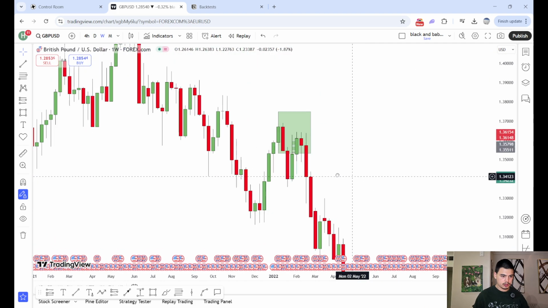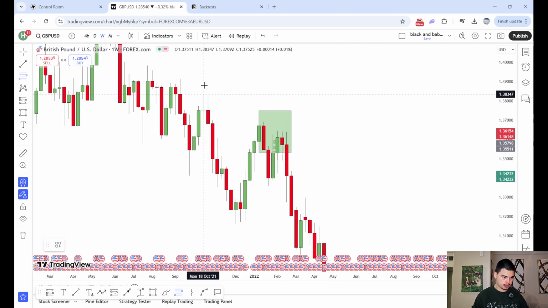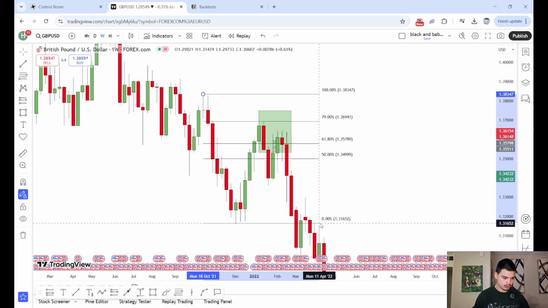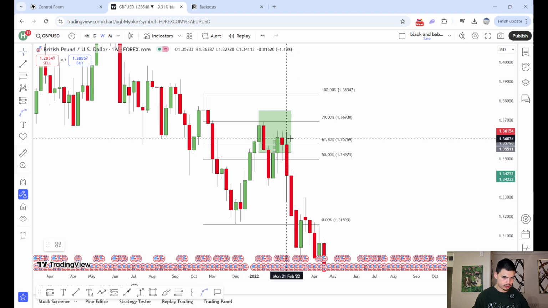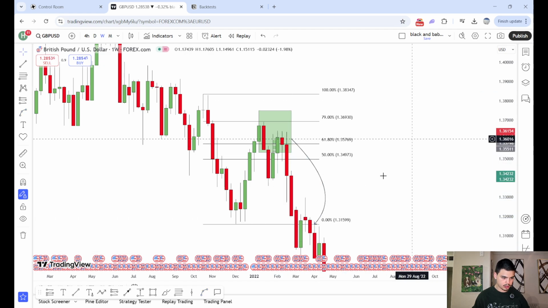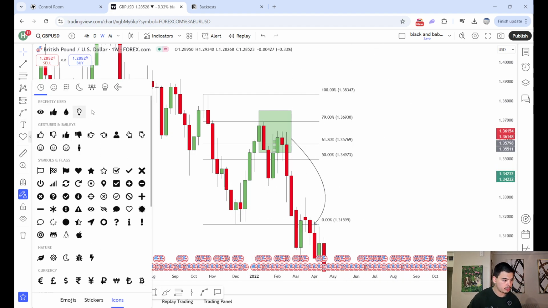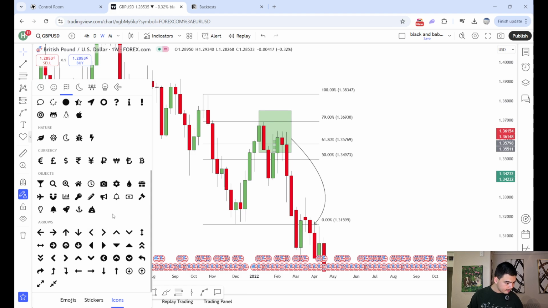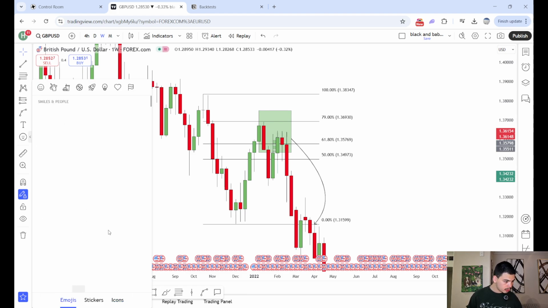Let's draw back on that Fibonacci right here, drawing this from here to here. We'll drop that. And we're going to put a money bag. You know, get it, enjoy your backtest, you guys. We're going to put a money bag right here. Let's put an emoji.